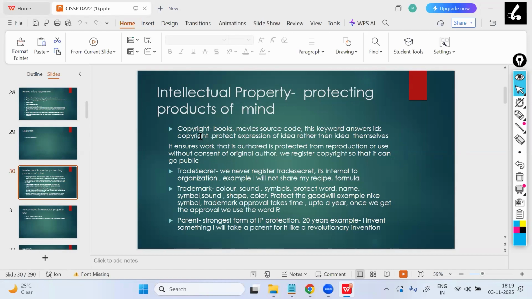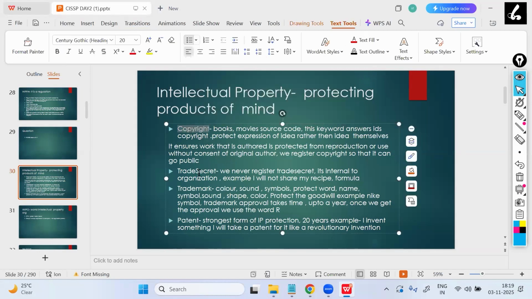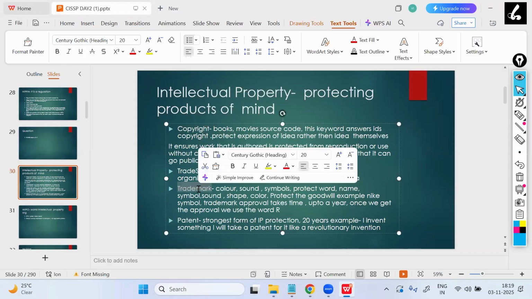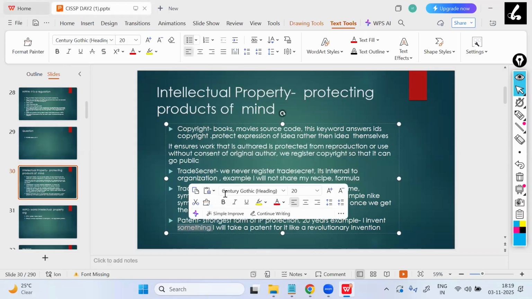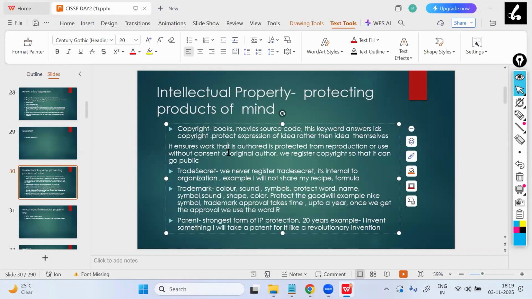We have copyright, trade secret, trademark, and patent. What is all this? Copyright comes in scenarios you must have seen on books and movies also. Whenever you read any author's book, we see copyright belongs to this person. So in this scenario we have books, authors, movies, who is the director, who has written the story, who has all those rights, source code. This keyword is talking about copyright.